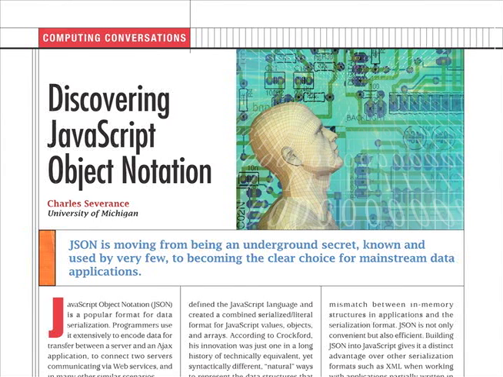JavaScript Object Notation, also known as JSON, is a popular format for data serialization. Programmers use it extensively to encode data for transfer between a server and an Ajax application, or to connect two web servers communicating via web services, and in many other similar scenarios.